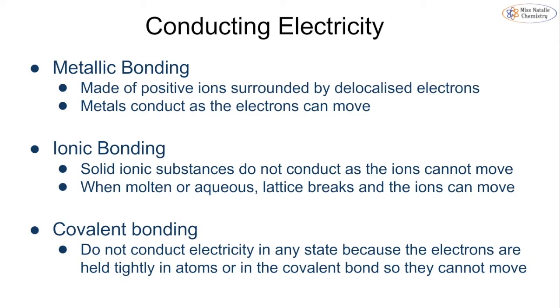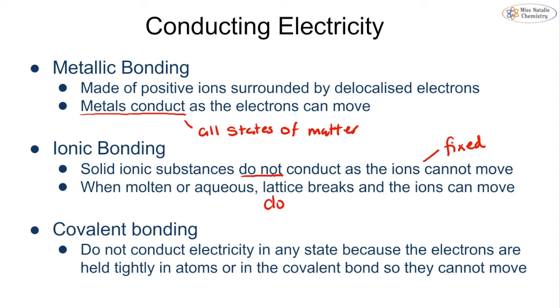So as a summary, for metallic bonding, we know that these are positive ions surrounded by our delocalized electrons. So these can conduct in all states of matter because they have these delocalized electrons that can move. For ionic bonding, our solid ionic substances will not conduct as the ions are fixed in place, or they cannot move because they're in that lattice structure. Whereas for molten or aqueous, the lattice breaks and the ions can move, so these do conduct.